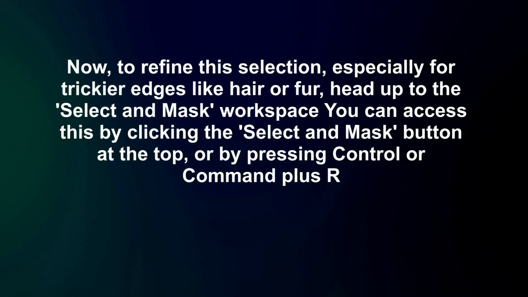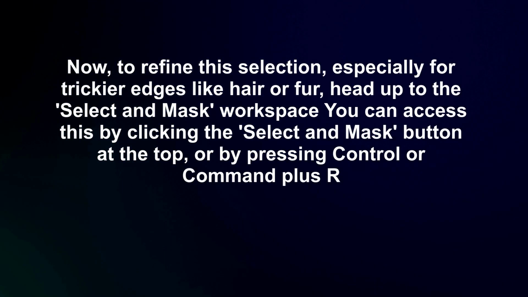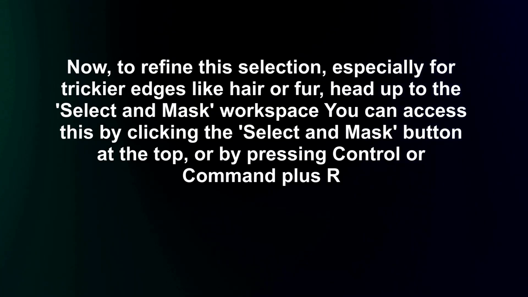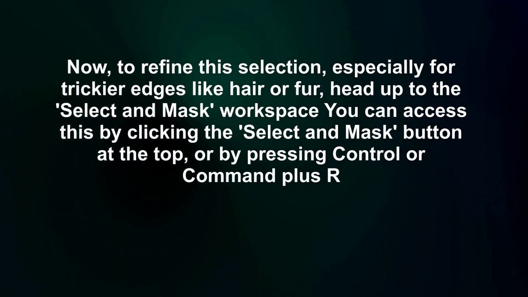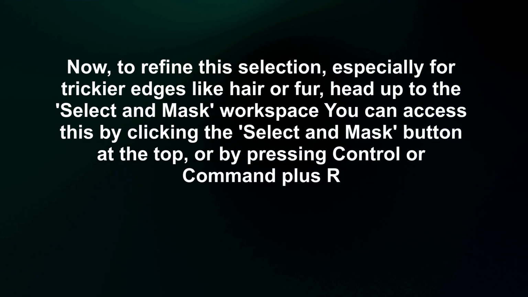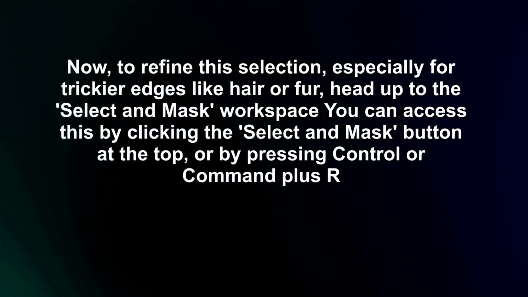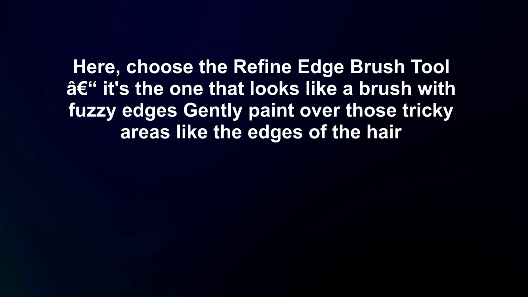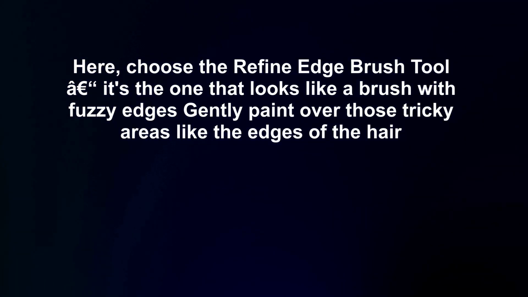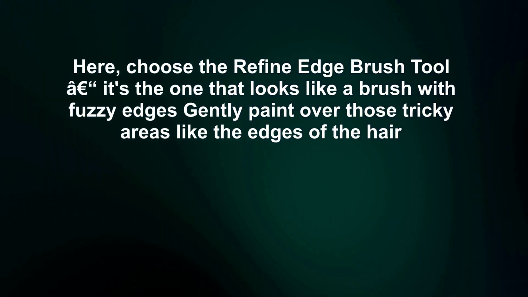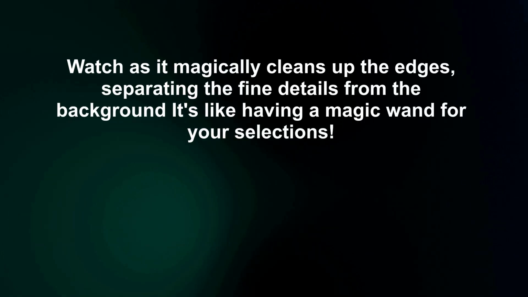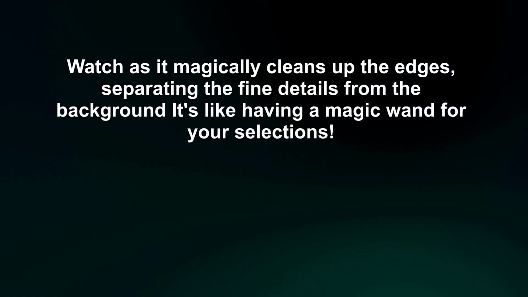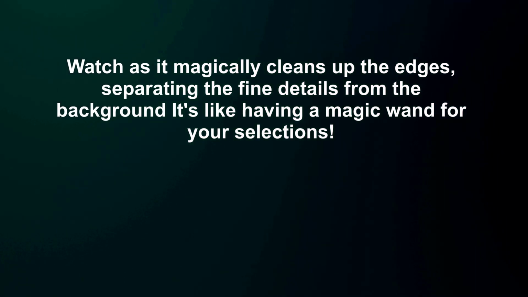Now, to refine this selection, especially for trickier edges like hair or fur, head up to the Select and Mask workspace. You can access this by clicking the Select and Mask button at the top, or by pressing Ctrl or Command+R. Here, choose the Refine Edge Brush tool. It's the one that looks like a brush with fuzzy edges. Gently paint over those tricky areas like the edges of the hair. Watch as it magically cleans up the edges, separating the fine details from the background. It's like having a magic wand for your selections.